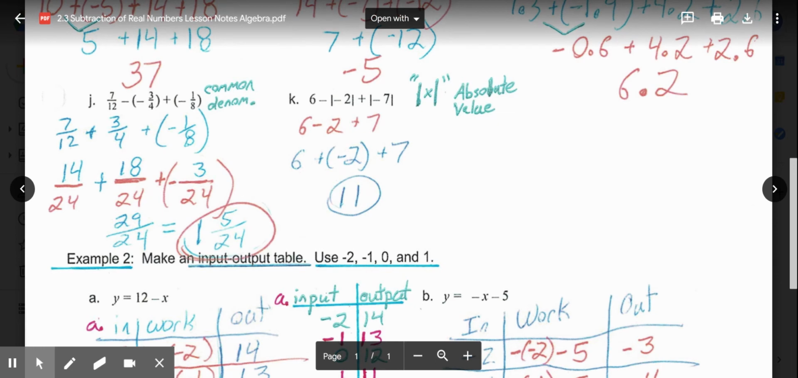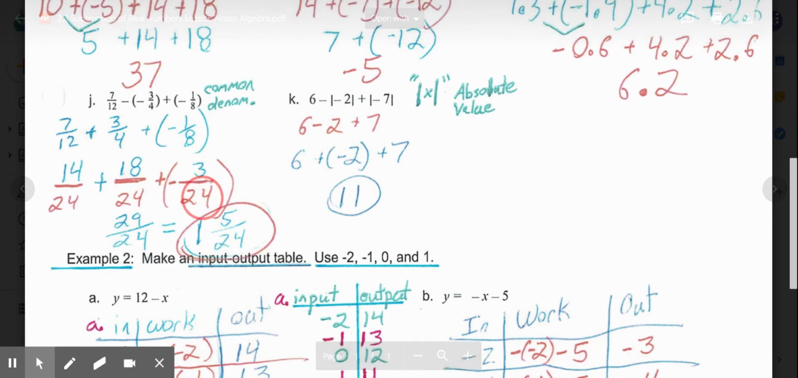With the 3/4, 4 times 6 was 24. So the top gets multiplied by 6, giving us 18. And then the 7/12, the bottom was doubled, so we have to double the 7 on top to give us 14. So then we end up with 14/24 plus 18/24 plus a negative 3/24.